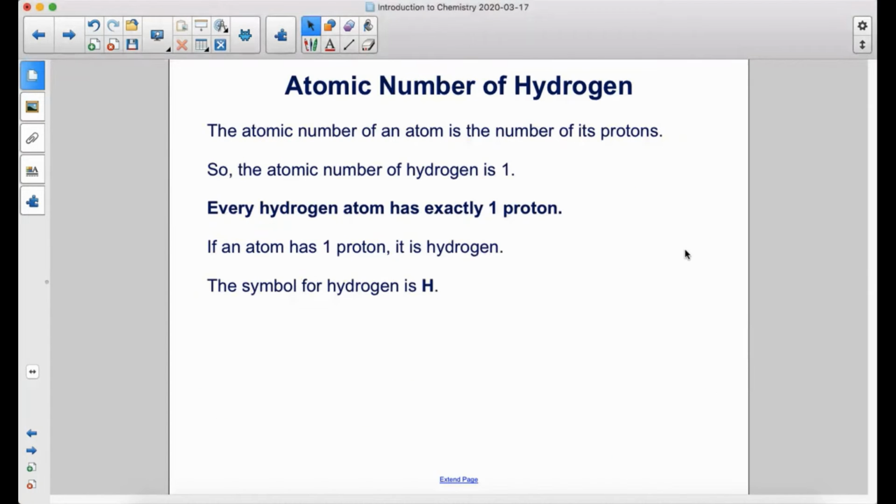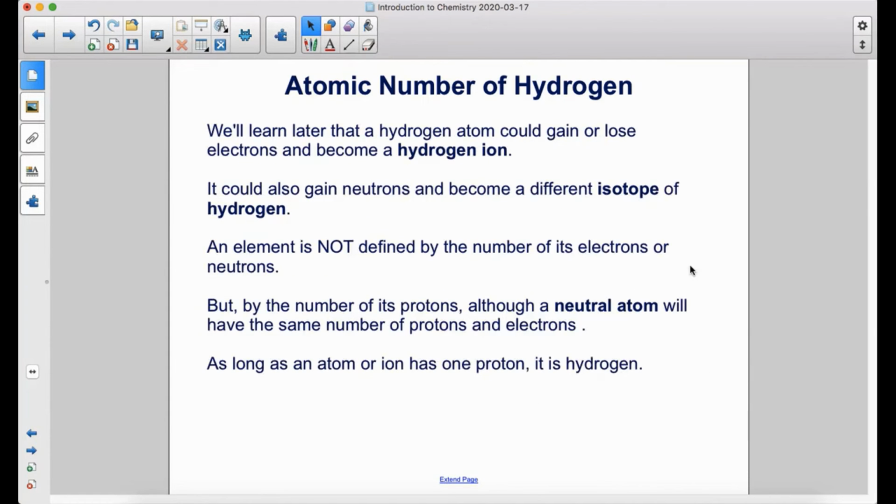The atomic number of an atom is the number of its protons. So, the atomic number of hydrogen is 1. Every hydrogen atom has exactly one proton. If an atom has one proton, it is hydrogen. The symbol for hydrogen is H.